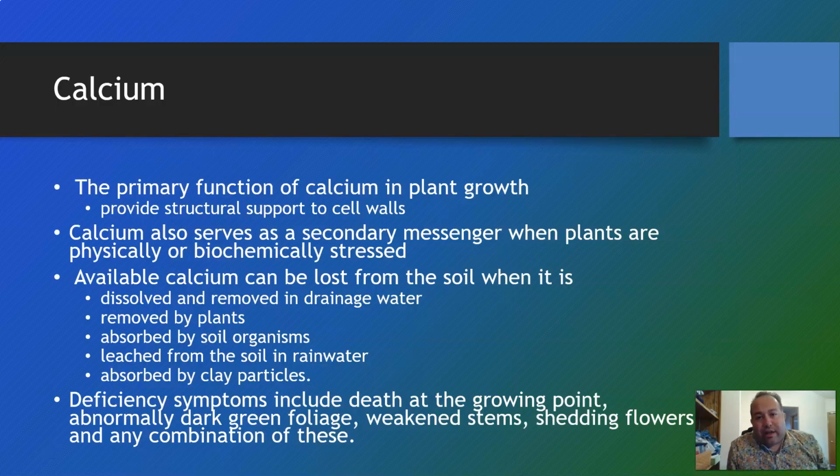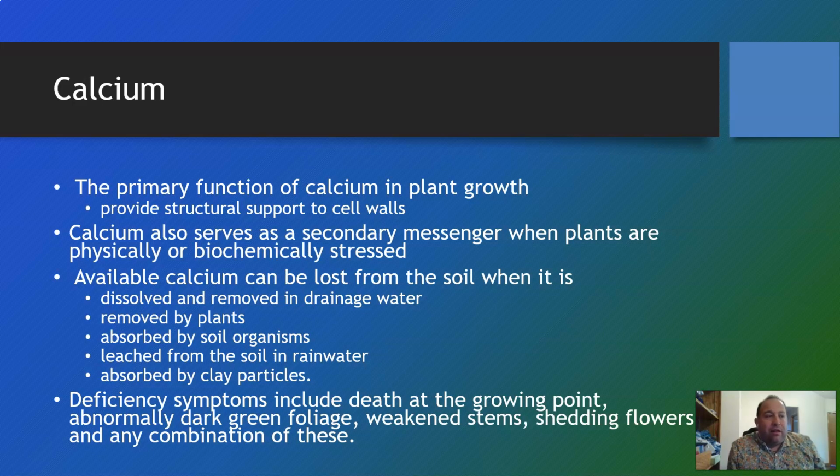So the primary function of calcium is plant growth. It provides structural support to the cell walls to give them some rigidity. That should make sense to people if you have parents or grandparents similar to mine who say, you've got to drink milk so you can get your calcium and make your bones strong. And I think that's what they were going for, because it provides that structural support to the cell walls for plant growth. So it's important in getting real rigidity. Calcium is also a secondary messenger when plants are physically or biochemically stressed.